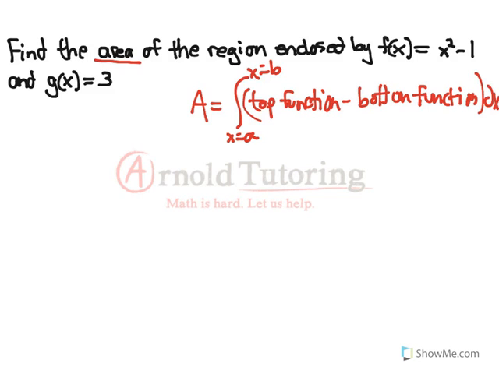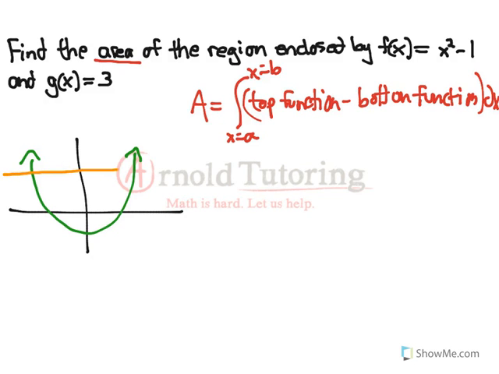So if we can figure out which function is on top of this enclosed area and which function is on the bottom, we simply do one minus the other, and it should be good. Let's see if we can draw a quick picture. We should know what x squared minus 1 looks like. It looks something like that, going through minus 1. And y equals 3 is just simply a straight line at 3. So you can see that 3 is the top function and x squared minus 1 is the bottom function.